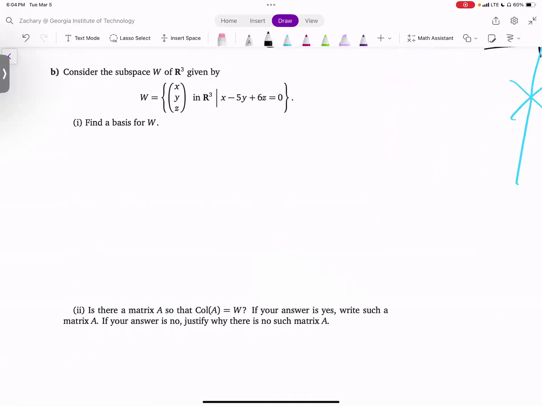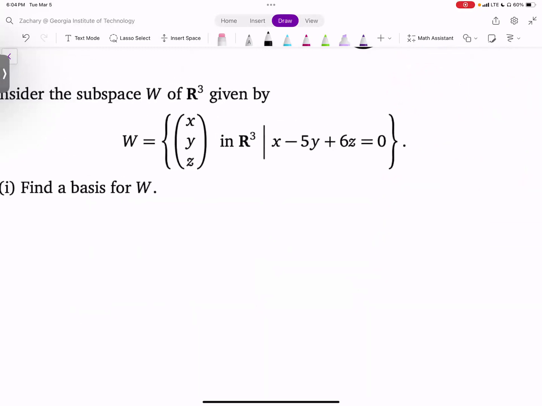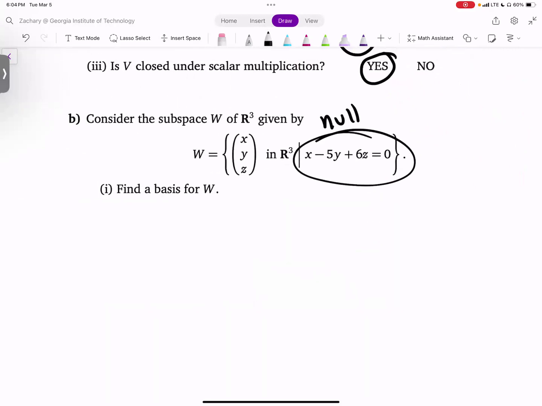So, looking at this, consider the subspace given this. Well, immediately when I'm looking at this, I notice this. And what does this look like? This looks a hell of a lot like a null space to me. Okay, something equal to 0. That screams null space. Something equal to 0. So how do we find the basis for a subspace which is a null space?